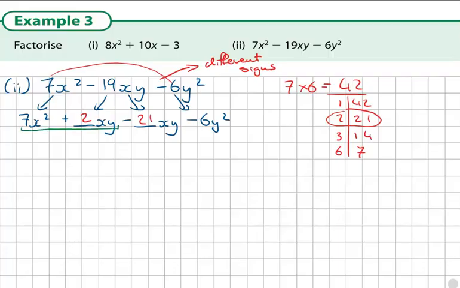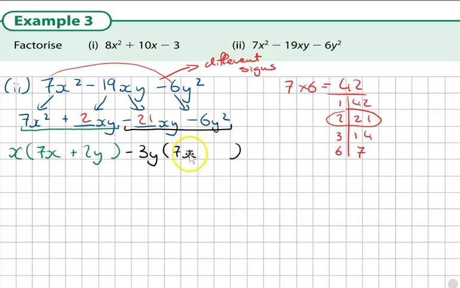I factorize the first two terms. I get x as my highest common factor. 7x squared divided by x is 7x, and 2xy divided by x is 2y. I then factorize the right two terms, and minus 3y is my highest common factor. Minus 21xy divided by minus 3y gives me 7x, and minus 6y squared divided by minus 3y gives me plus 2y.